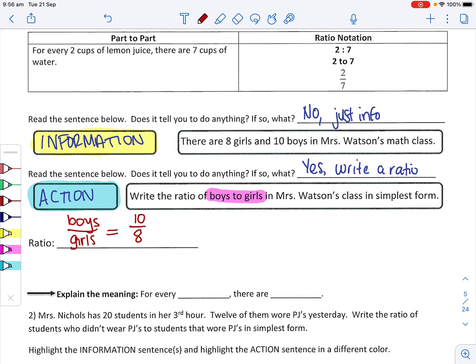Now I'm going to look at 10 over 8 and I'm going to say, can this be simplified? Because they want it in simplest form. Well, yes, 10 and 8 can be simplified. They do have something in common. So 8 is 1 times 8 and 2 times 4.